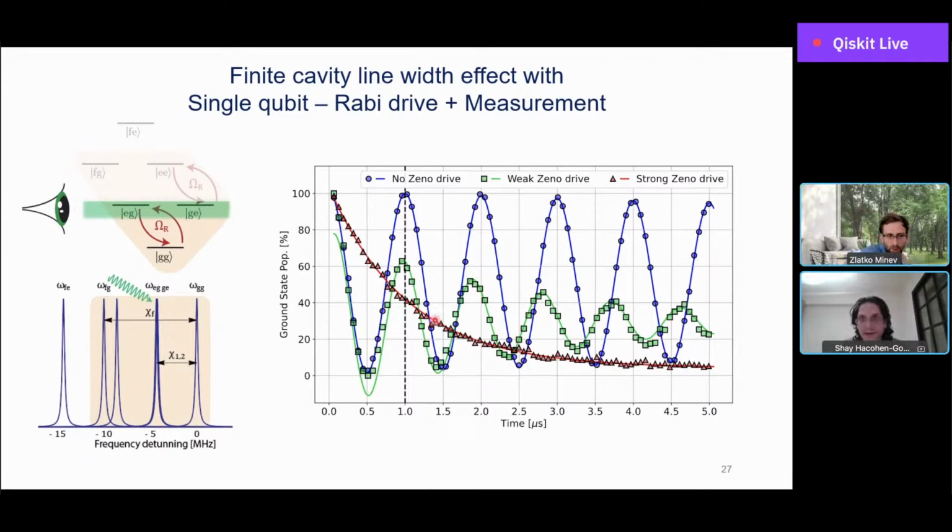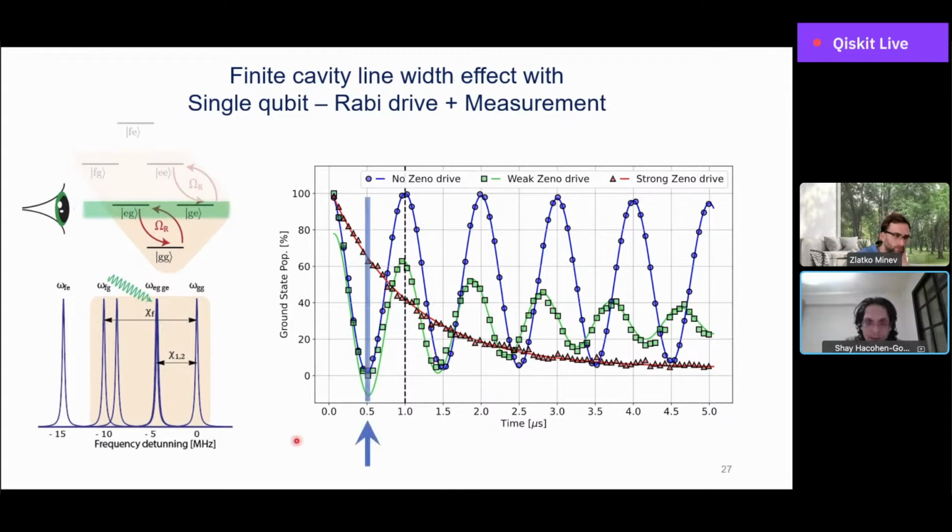I guess eventually T1 might make it come down and return. Yes, T1 will come. But T1 here is, I don't know, it was like 40 microseconds or something like that. So quite a bit longer than that, but yeah.